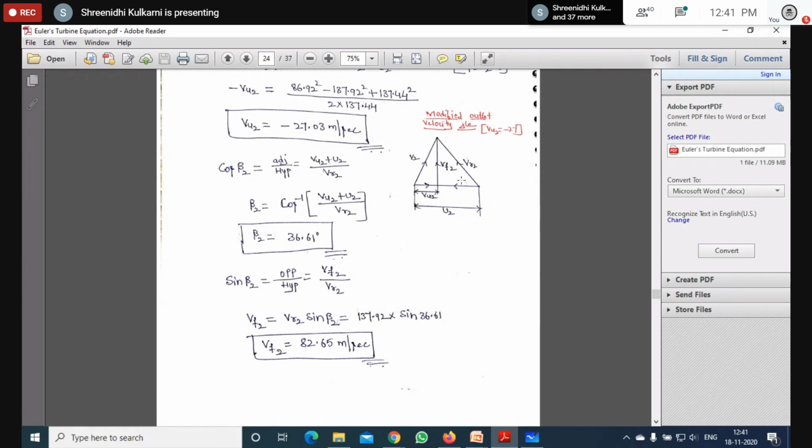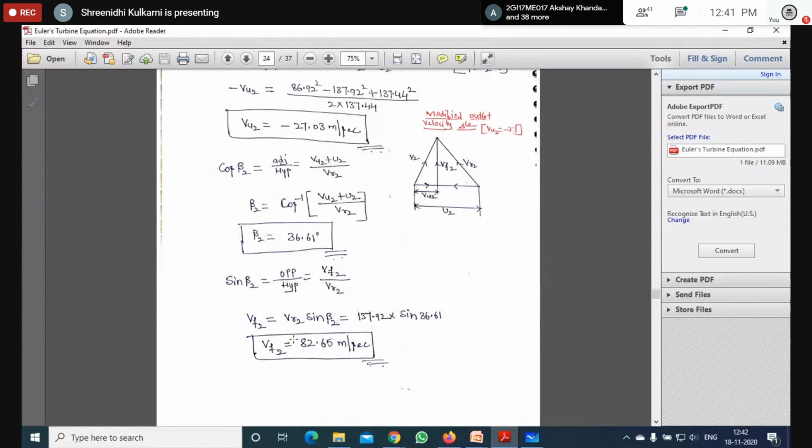Sine beta 2 is equal to opposite by hypotenuse. Opposite is VF2 and hypotenuse is VR2. So sine beta 2 is opposite by hypotenuse, opposite VF2, hypotenuse VR2. Find out what VF2 is, because we have to find out the axial thrust. For that, we require VF2.